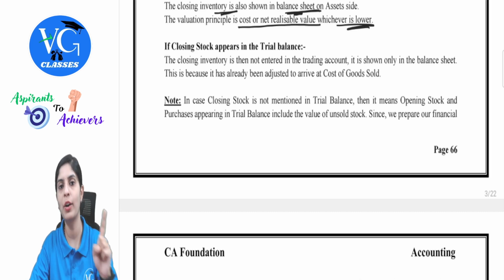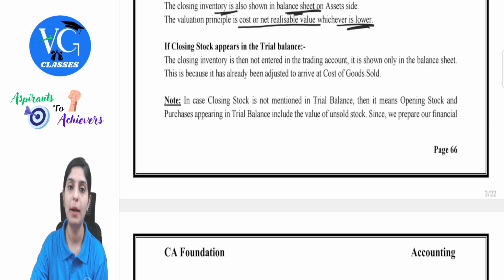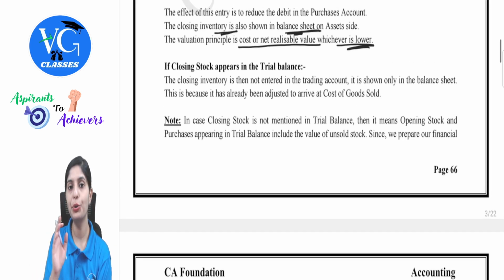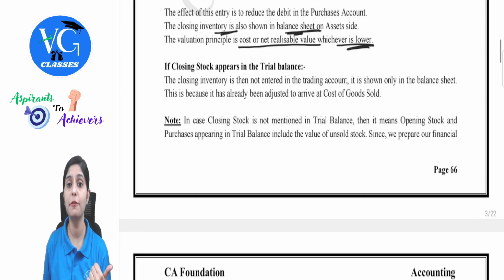One is in trading account, one more in the balance sheet asset side. But sometimes closing stock can also be given inside the trial balance. What does this concept explain to us? See, if the closing stock is appearing in trial balance, don't you think, while we discussed rectification of errors, if you remember, those items which appear in trial balance, in simple words, mean journal, ledger, and then it has been reflected in trial balance. That means entries are everywhere addressed. So that is when it finds its place in trial balance.